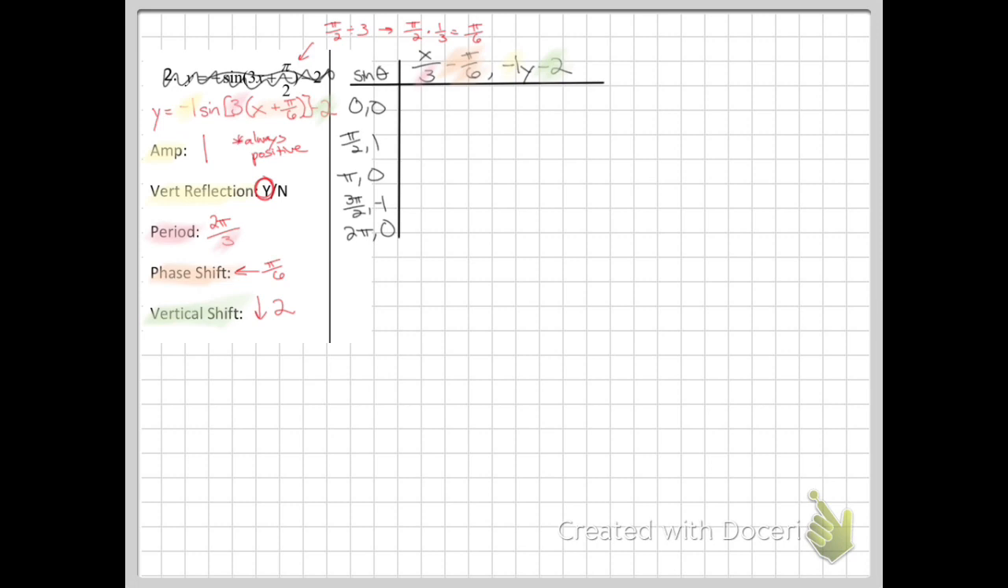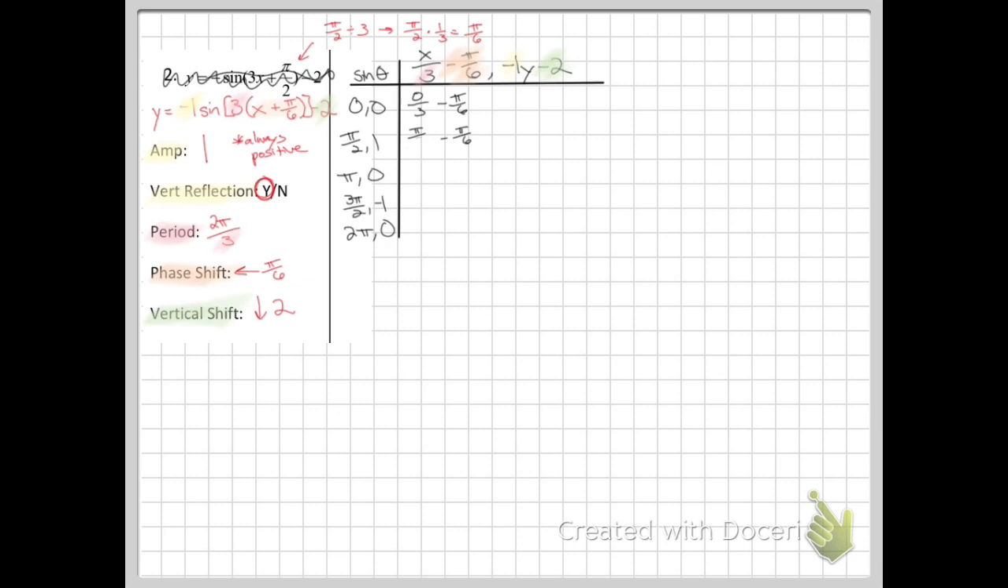So 0 is not as important, but 0 divided by 3 minus pi over 6. Pi over 2 divided by 3 minus pi over 6. I will never write it like that again. When you have a fraction and you're wanting to divide that fraction, instead, I just said it earlier, multiply the bottom by what you're trying to divide by.